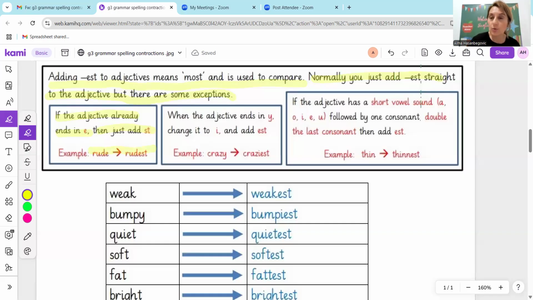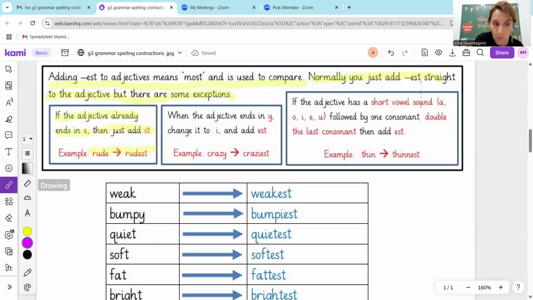Here's an example. Rude, rudest. Notice how this rude ends with an e, and that's why we didn't have to add an extra e. We only added one e, right? Rudest. The word rude has that silent e at the end because it's spelled R-U-D-E, and you only add S-T.